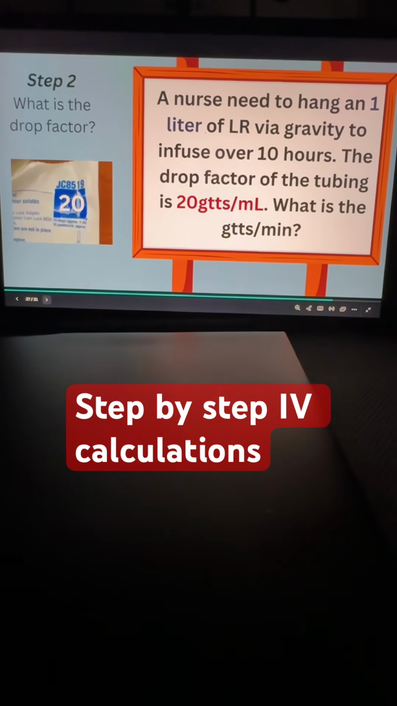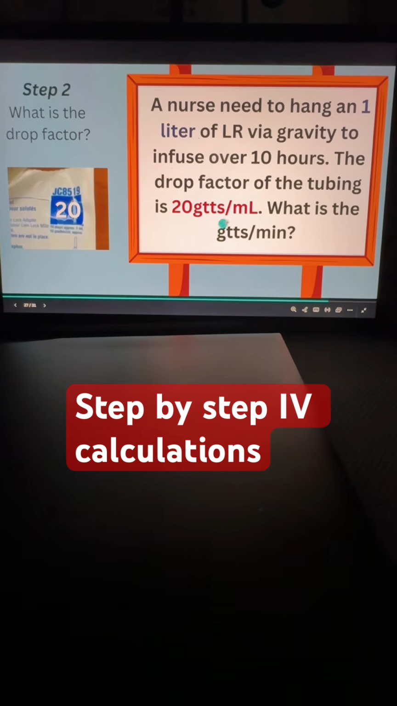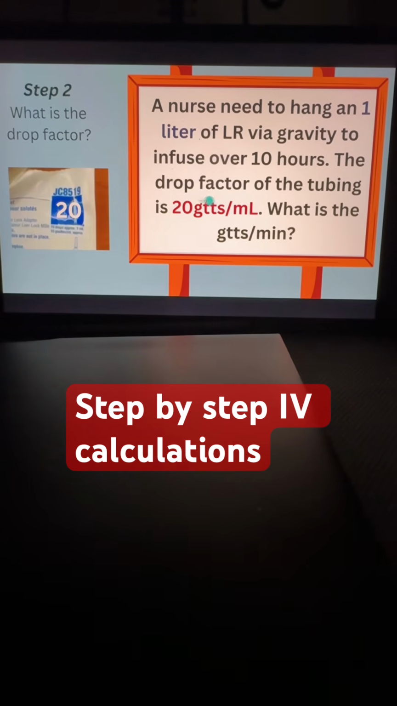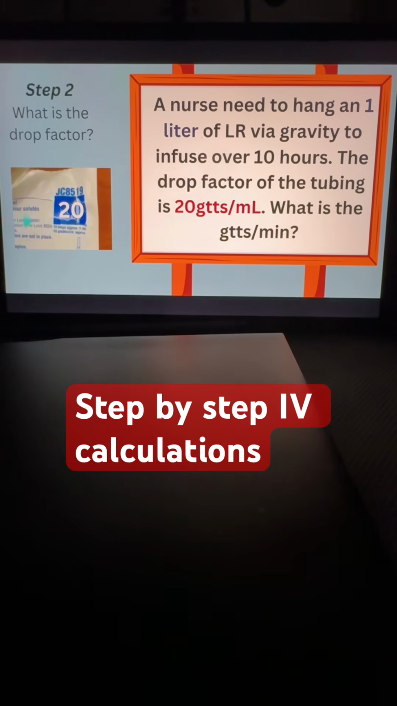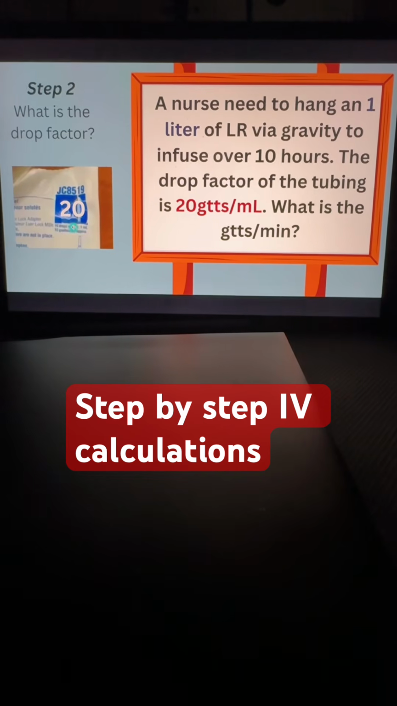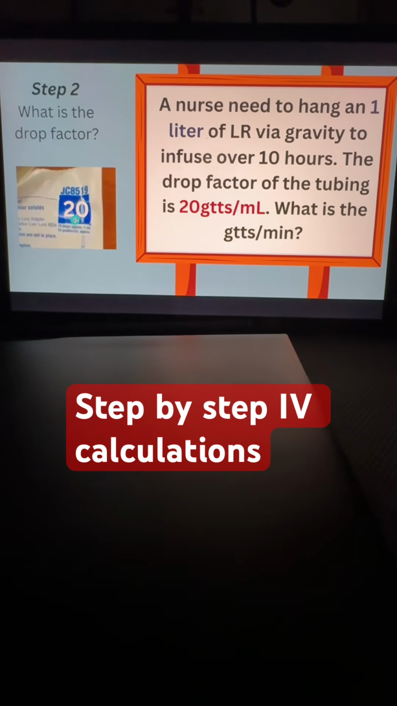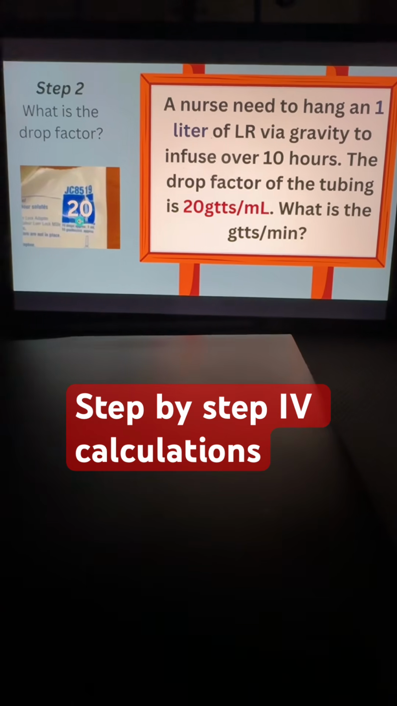All right, the next step, step 2, is what is the drop factor? It says in the problem, it's 20 drops per milliliter. We find that on the actual IV tubing paper that we grab out of the supply room. And usually it's in a little box or in the shape of a drop with a number. So here's our 20.